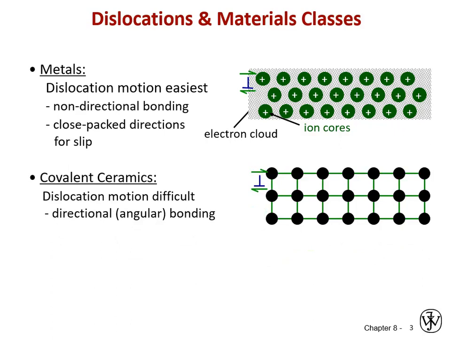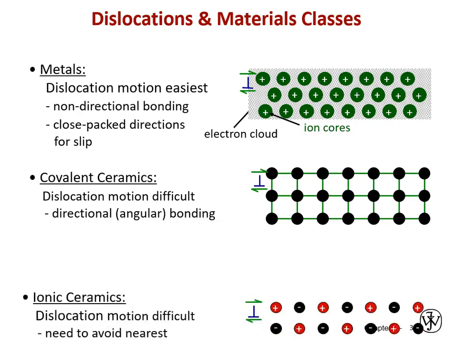Covalent ceramics, again, dislocation motion is difficult because you have very set angles in your bonds, set by your covalent bonds, your hybridized orbitals. Your sp3d wants to be at a certain angle, and so a dislocation moving through that is going to have a hard time disrupting that and need a lot of stress to move. Again, probably more than the stress to create a surface.